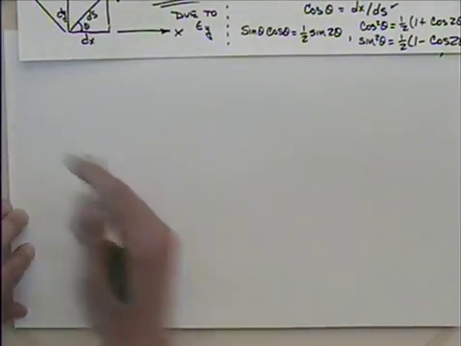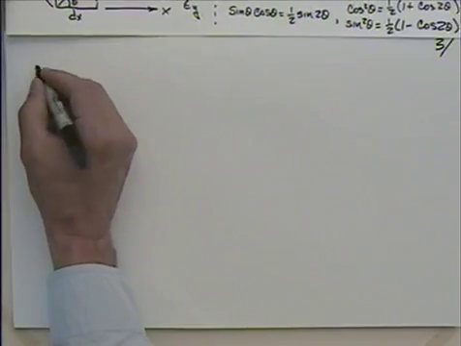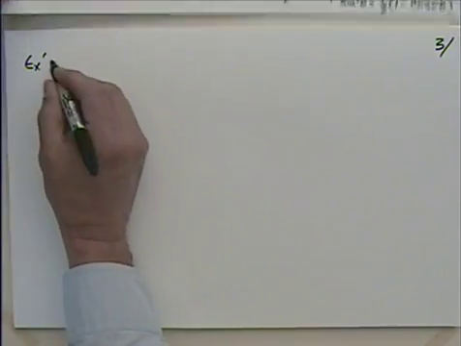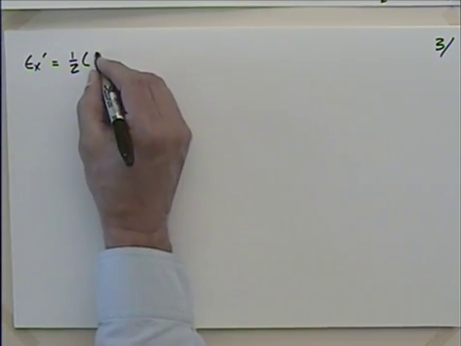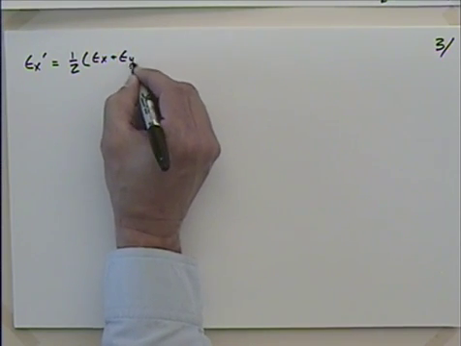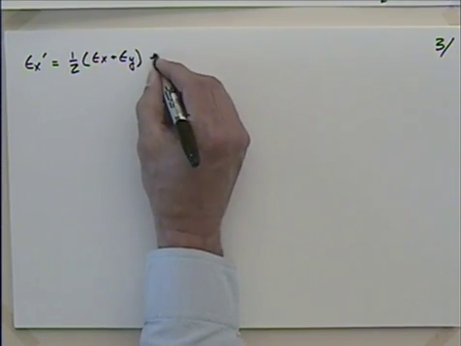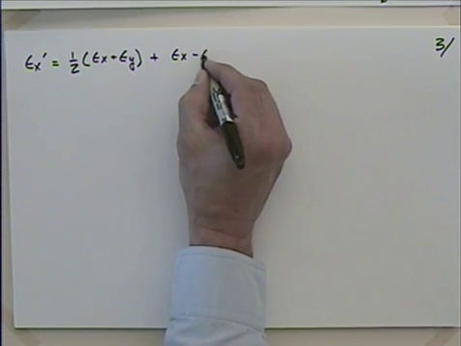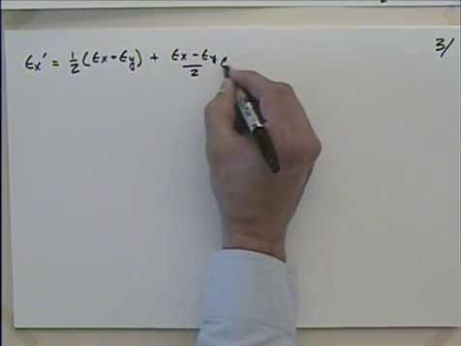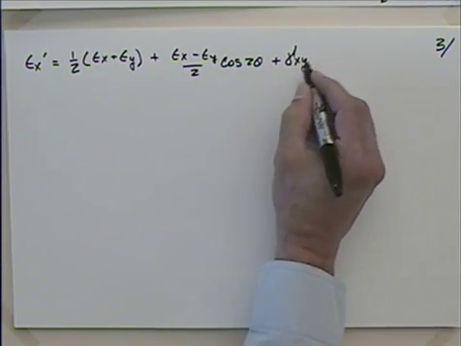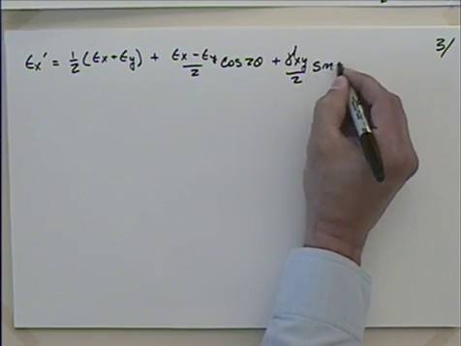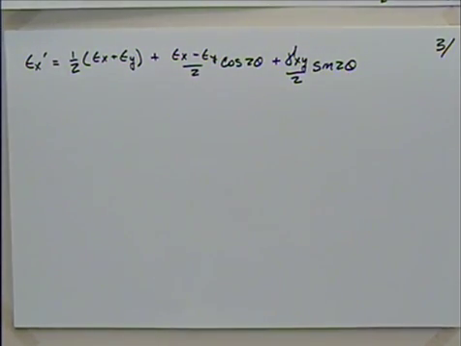So applying those, I will have that epsilon in the x prime direction is equal to 1/2 times epsilon x plus epsilon y, plus epsilon x minus epsilon y over 2 times the cosine of 2 theta plus gamma xy divided by 2 times the sine of 2 theta. Okay? And that doesn't look like it was particularly helpful. You might say, well, gee, I like this form better.